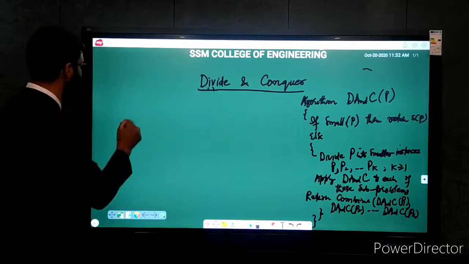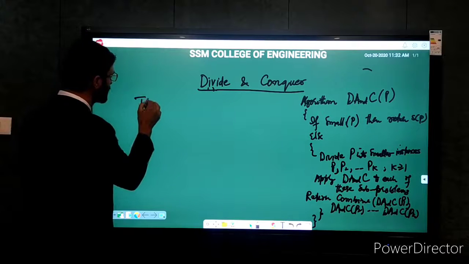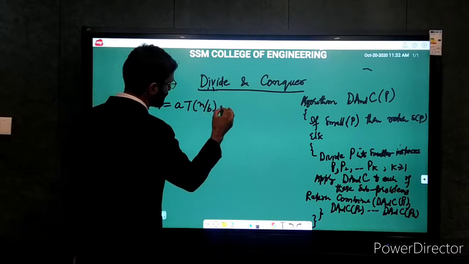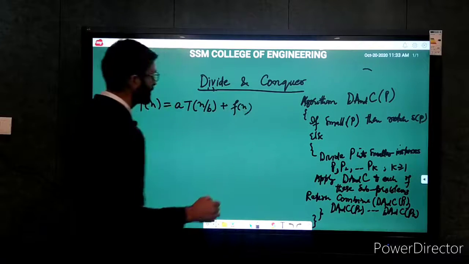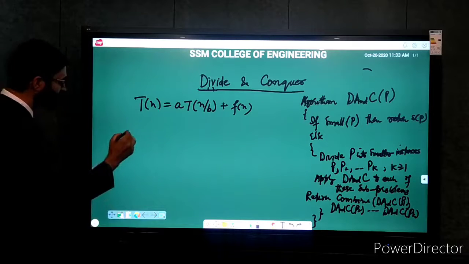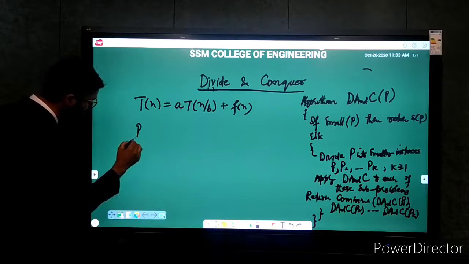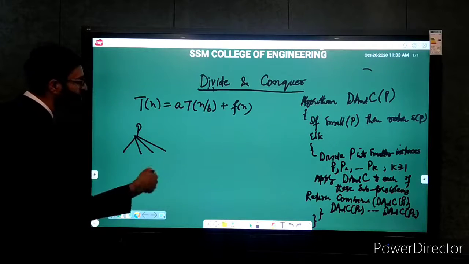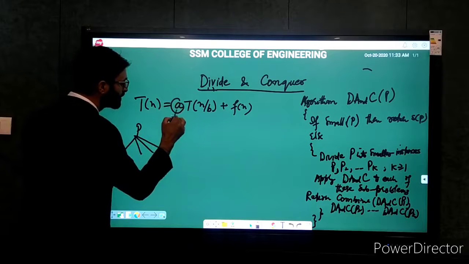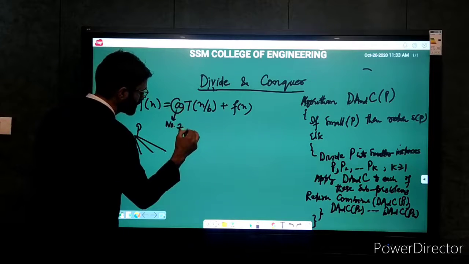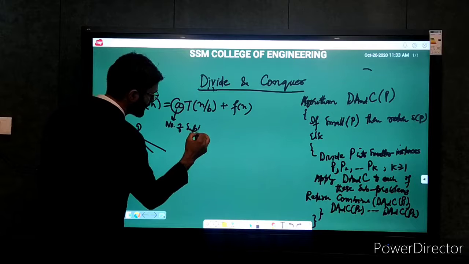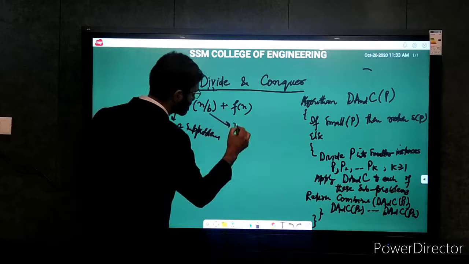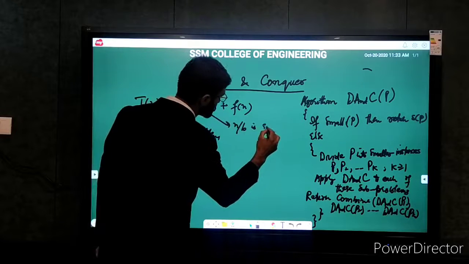Before going to an example, let us discuss about the running time of an algorithm. T of n is equivalent to a T of n by b plus f of n. Now as we know, we have a bigger problem instance P and we divide this problem instance into a number of sub problems, right? Or we can say k number of sub problems. So this a is the number of sub problems, right? And this n by b, it is the size of each sub problem.